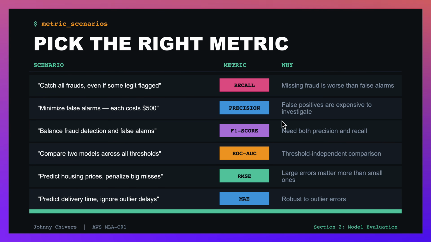Again, in the exam for the certification, recall and precision did come up quite a lot for a lot of folks I've talked to. So it's important to know that when missing fraud is worse than false alarms, recall is important. False positives are expensive. Then you want precision. F1 score balances the 2.